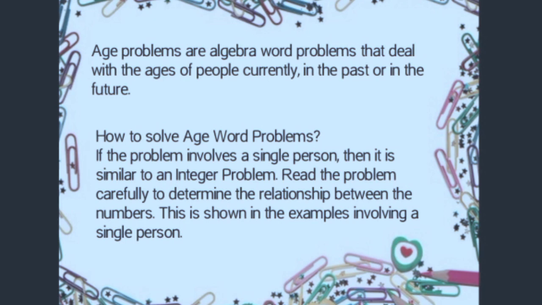If the problem involves a single person, then it is similar to an integer problem. So if it is only one person, or a single person involved in an age problem, this is similar to what is called the integer problem. So read the problem carefully to determine the relationship between the numbers. So you must know the problem.